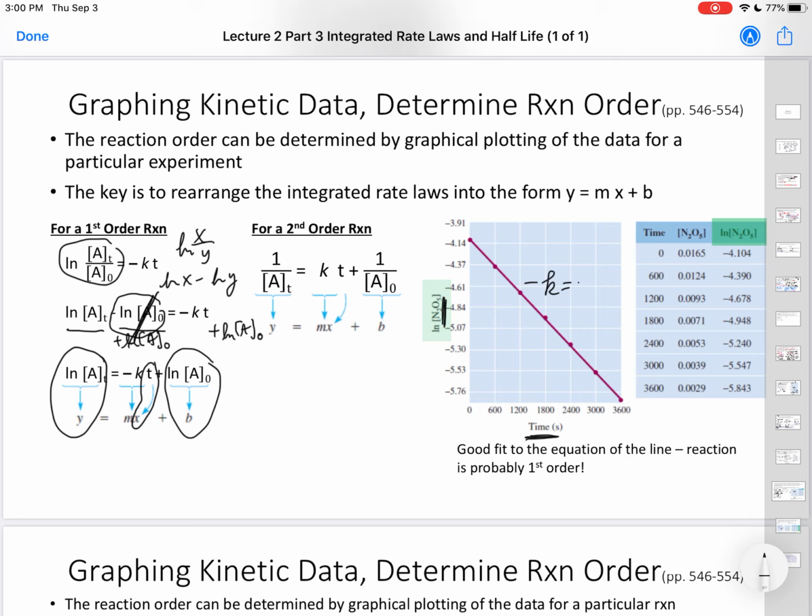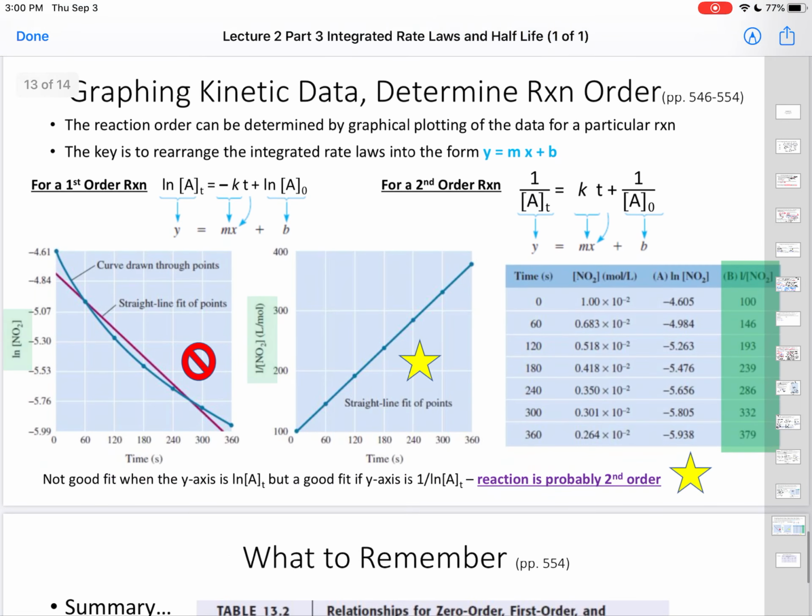Notice that the slope is negative k. This is for first order. For second order and for zero order, it is already in the form of y equals mx plus b. No rearrangement necessary, because your y is your 1 over A of t. Your k is your slope, and your y-intercept is 1 over A of 0, and your t is your x.